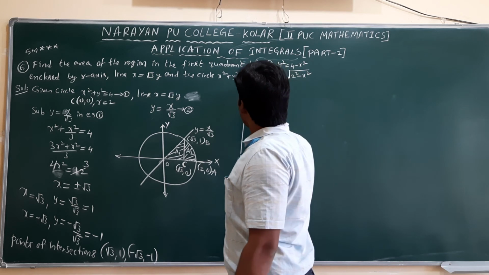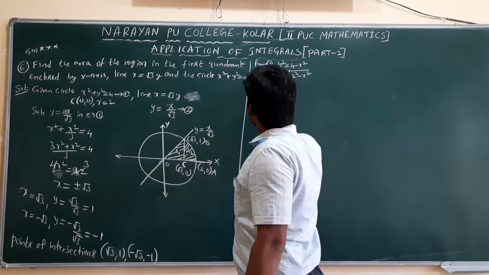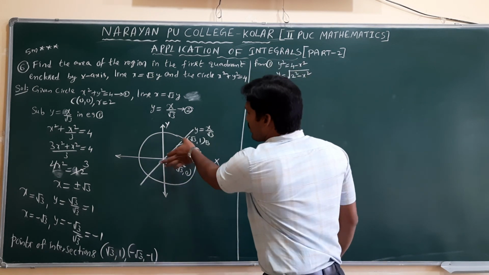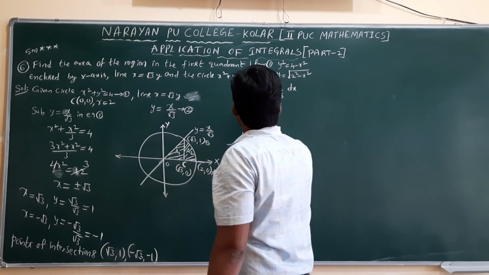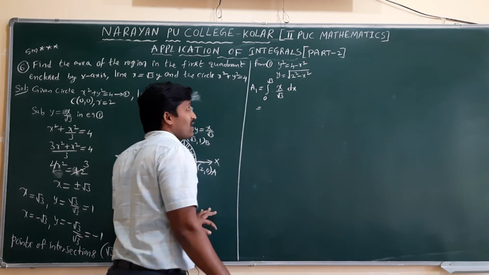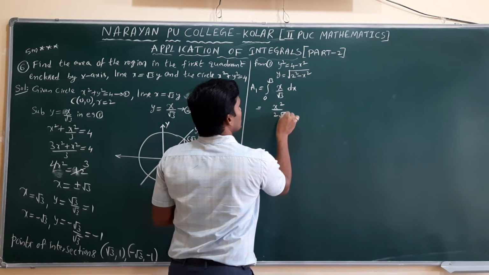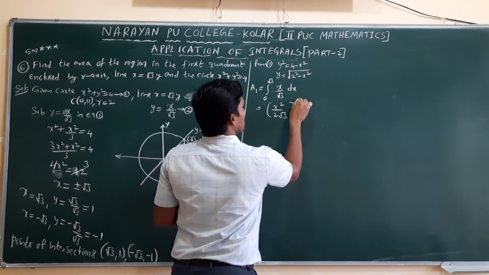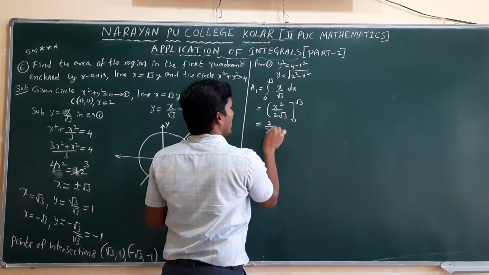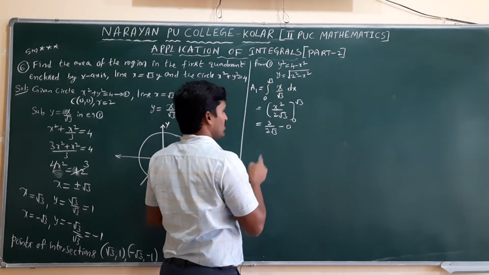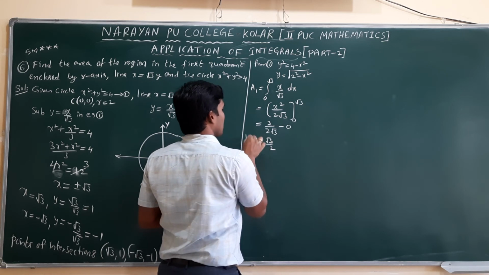Now, first I will find A1. How to find A1? Limits are from 0 to root 3. From 0 to root 3, only the line exists. What is the line? Integral of x by root 3 dx. Root 3 is a constant. Integral of x is x square by 2. Total we get x square by 2 root 3, from 0 to root 3. Substituting the upper limit, root 3 whole square, that is 3 by 2 root 3, minus 0 square, which is 0. 3 by root 3 is root 3, so A1 is root 3 by 2.